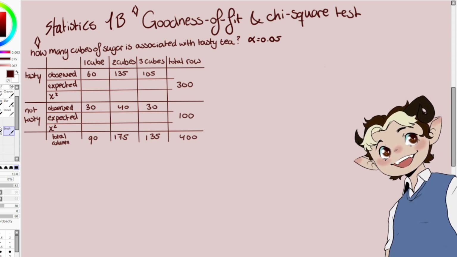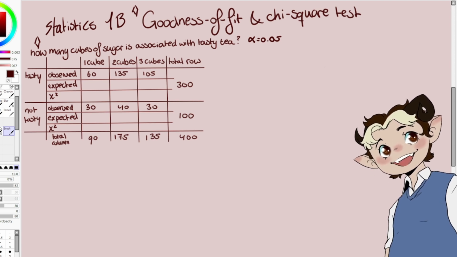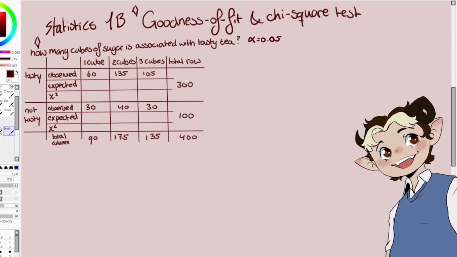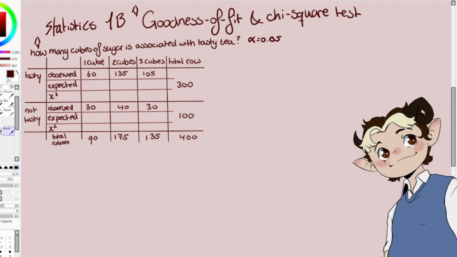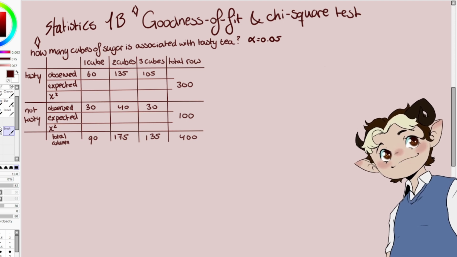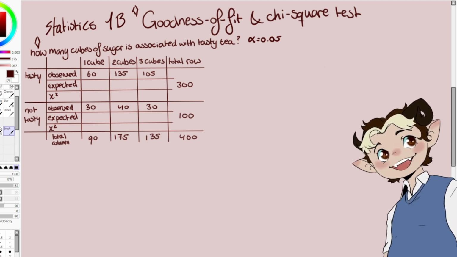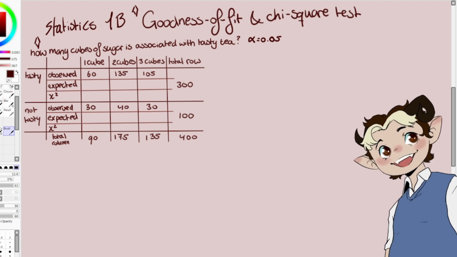We observed that 60 people said that 1 cube is tasty, 135 said that 2 cubes are tasty, and 105 said that 3 cubes were tasty, with a total row of 130.